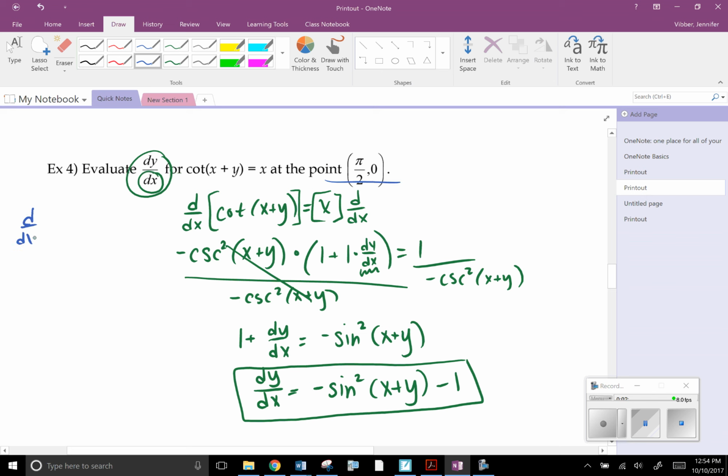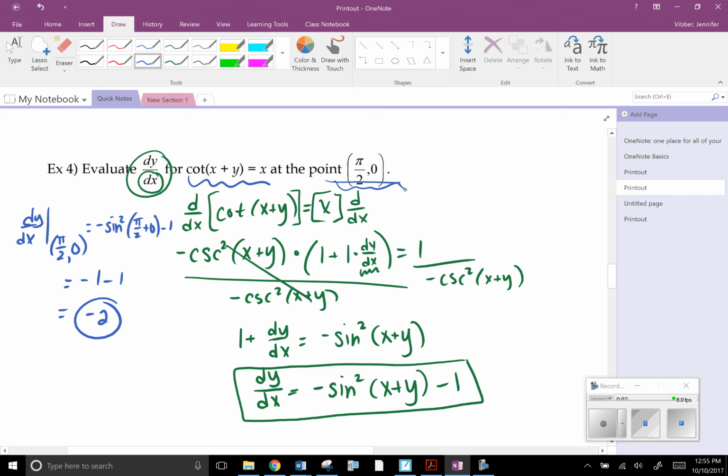So dy/dx at the point (pi/2, 0) is going to be negative sine squared (pi/2 + 0) minus 1. And that's going to be negative 1 minus 1, which is negative 2. Yay! Okay, so I've evaluated it. What does that mean? Well, normally it means that that is the slope of the line tangent to this graph. Notice I said graph and not function. The line tangent to that graph at the point (pi/2, 0).